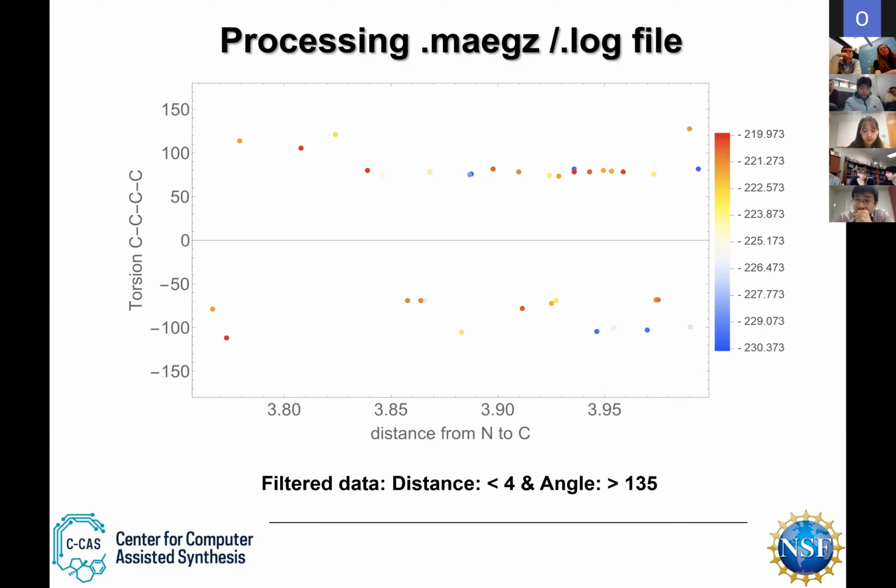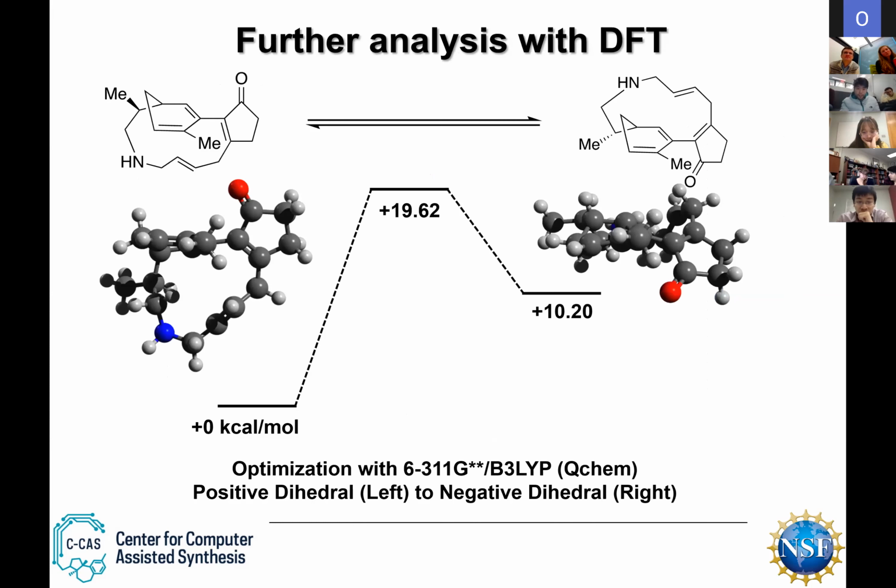And if I were to process the data much further by restricting our conformers such that the distance of the carbon to nitrogen is less than 4 angstrom and the angle is greater than 135, that still doesn't really tell us anything. We could say there exist points in positive torsion, which we desire, which could lead to our favorable product. And this is where you want to do further analysis by using DFT.